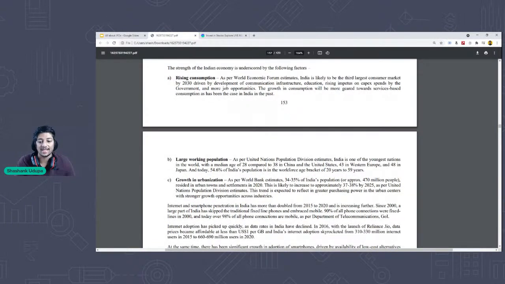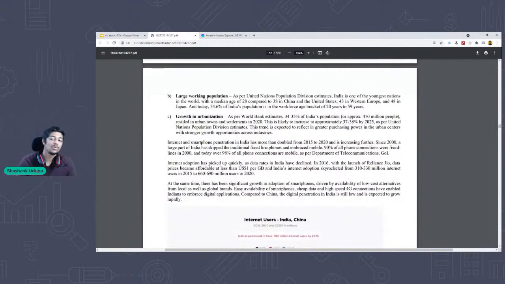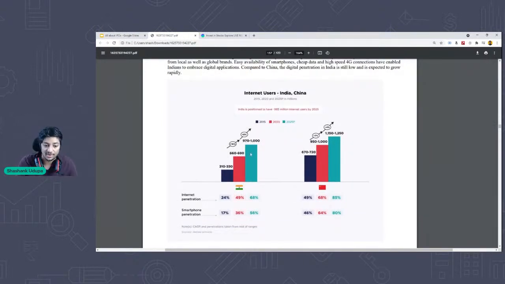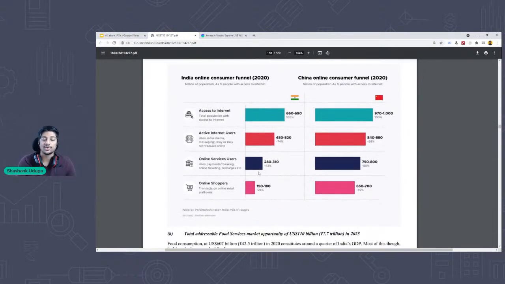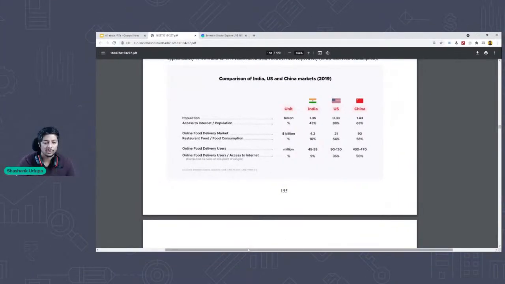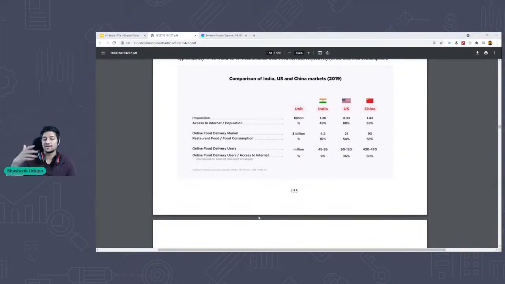And growth in urbanization, where the population is all moving to urban cities and a lot of people are buying and ordering more food. So this is something where you see how much internet users are growing. So market opportunity basically shows you in a very simple, crisp format how you can look at the entire market, right? And how you can see everything growing as well. So if you see this, I'll be like, okay, from this I understand that India has a lot of scope to grow in the future, and once it grows, it will become even better.